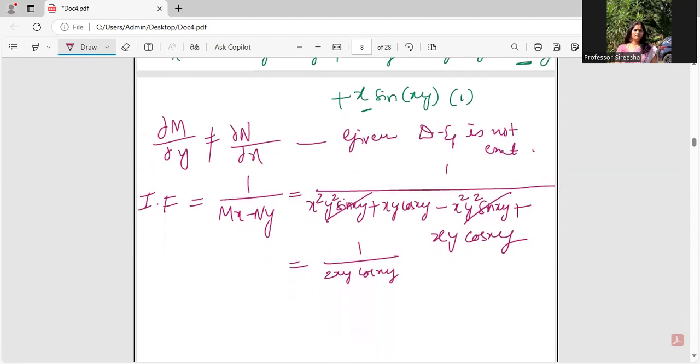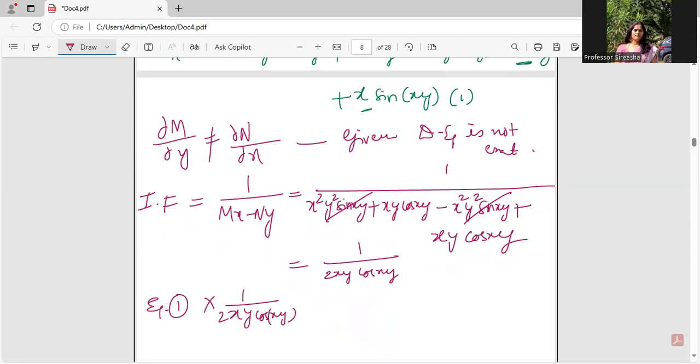When a differential equation is not exact, I'll make it exact by multiplying it with the integrating factor. So I'll be rewriting equation 1. Equation 1 into 1 by 2xy cos xy.